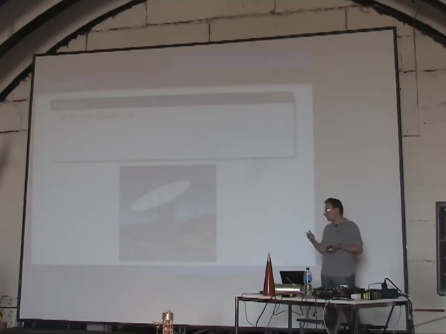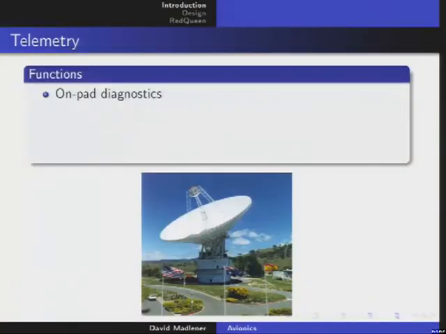So telemetry is the only way to stay in contact. So you can do on-pad diagnostics. Maybe the igniter is already activated. You don't want to go near this rocket. Maybe it can go off at any moment. So it's good to have telemetry at this moment telling you what is going on in the rocket. Maybe you can also use it to abort the countdown.